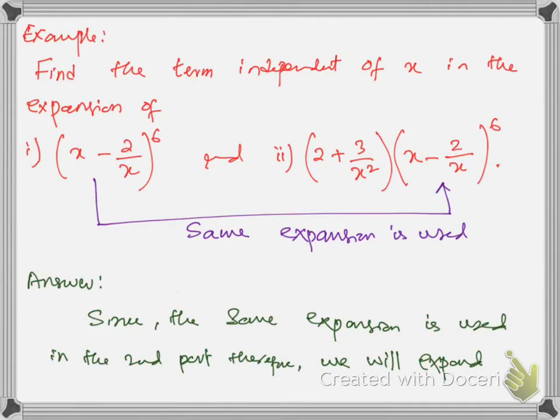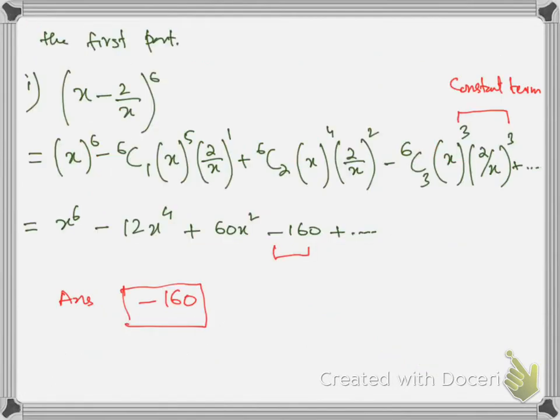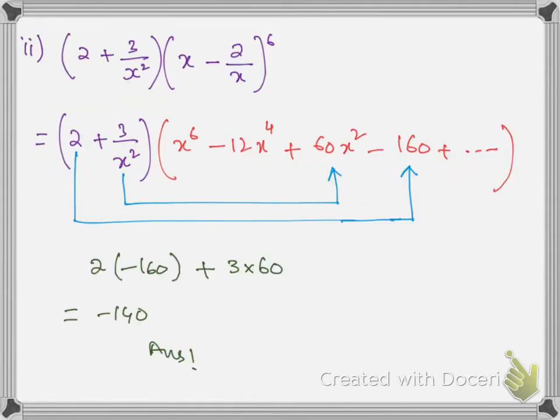Example: find the term independent of x in the expansion of. See, the same expansion is used in the later part. Therefore, you must expand the first part. So this is the expansion of part 1. Again, you observe the sign. This expansion is expanded with alternate signs. And now since we need the independent of x term, this is the answer of the independent of x term, minus 160. Now this expansion must be used in the later part here.